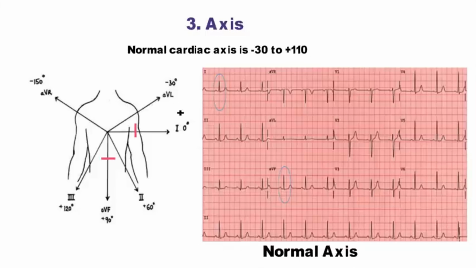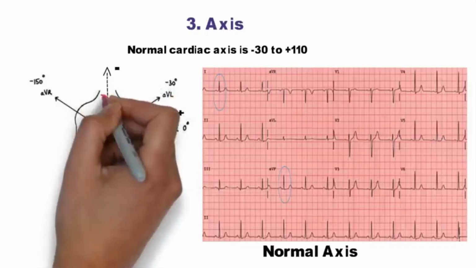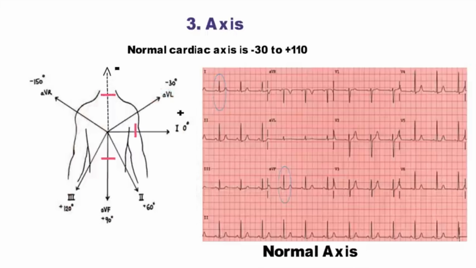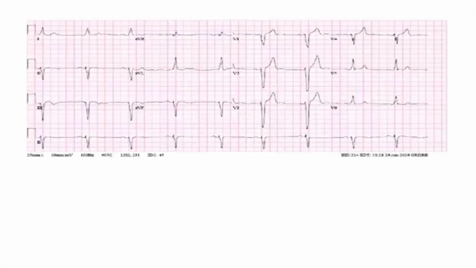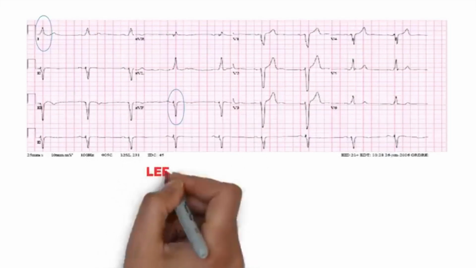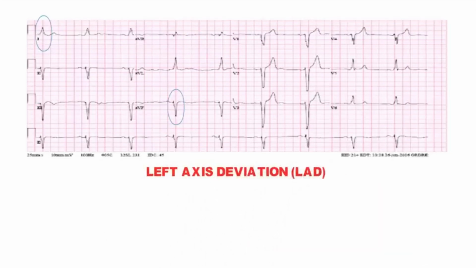And if the net QRS is positive in lead 1 and negative in AVF, the net vector will be in the left axis deviation range. Lead 2 will also be negative in left axis deviation. And if the net QRS is negative in lead 1 and positive in AVF, the net vector will be in the right axis deviation range. Now look at this ECG. Net QRS in lead 1 is positive and net QRS is negative in AVF. So this ECG is showing left axis deviation or LAD.